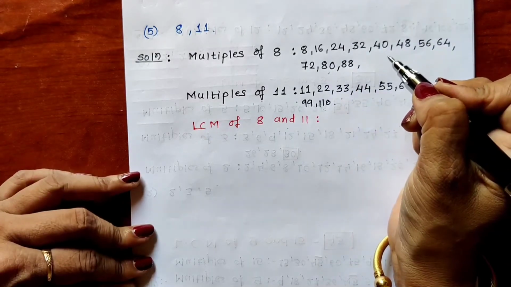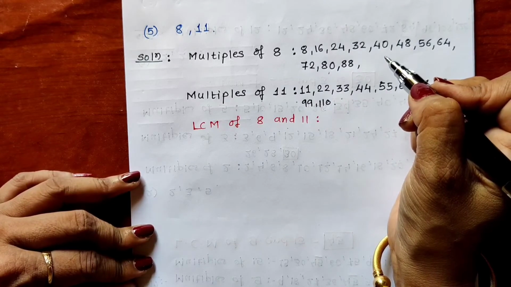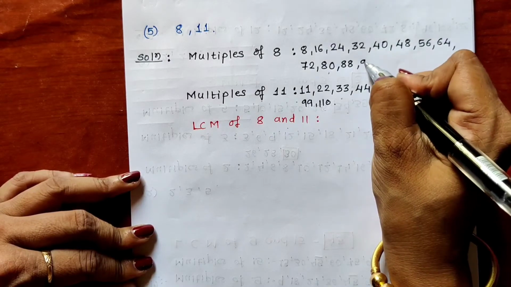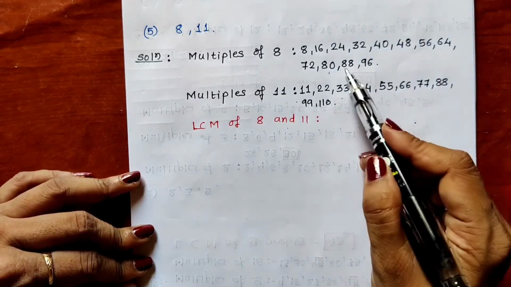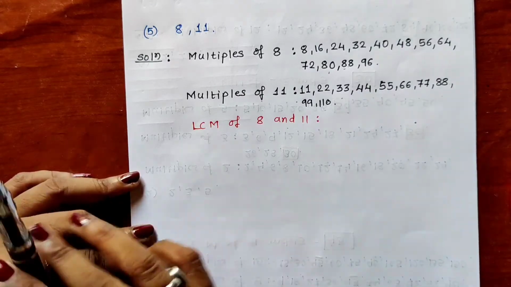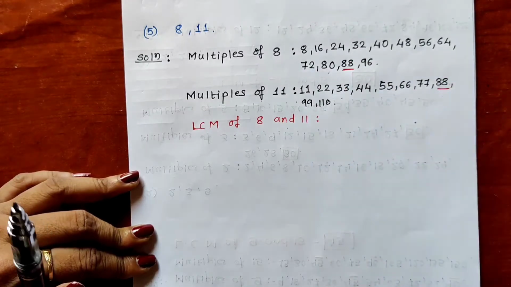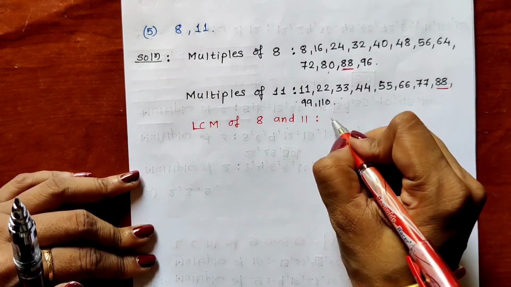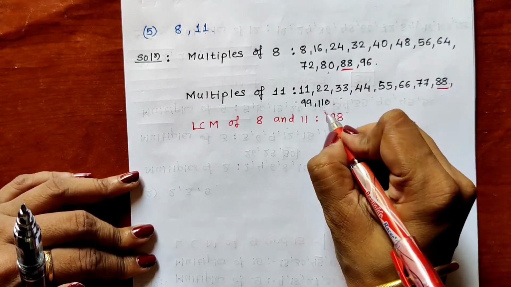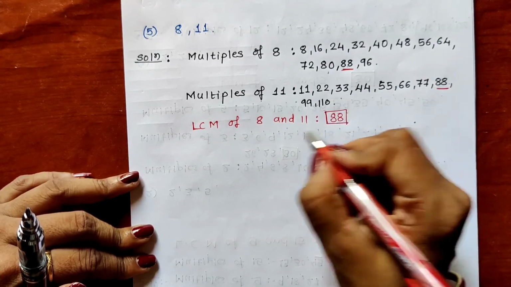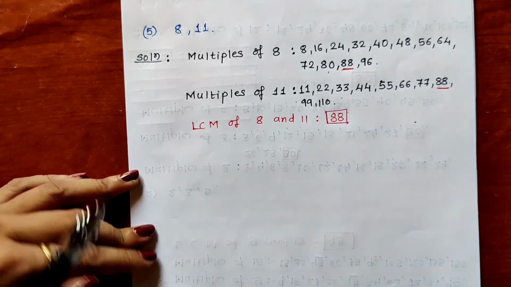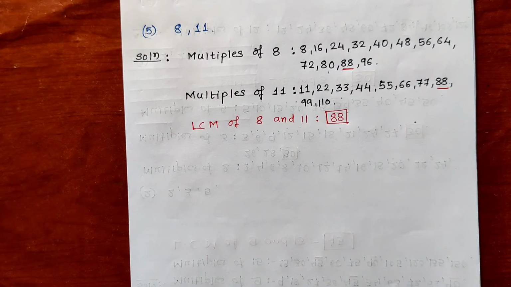What are 8 12s? 12 into 8, what is the answer? 96. Correct. So now I can see that 88 is the common multiple. Can you see here 88 and 88? Before 88 no other common multiple. That means 88 must be the lowest common multiple, and that's why the LCM of 8 and 11 is 88. In this way we can find out the multiples and we can find the LCM of 2 or 3 numbers.